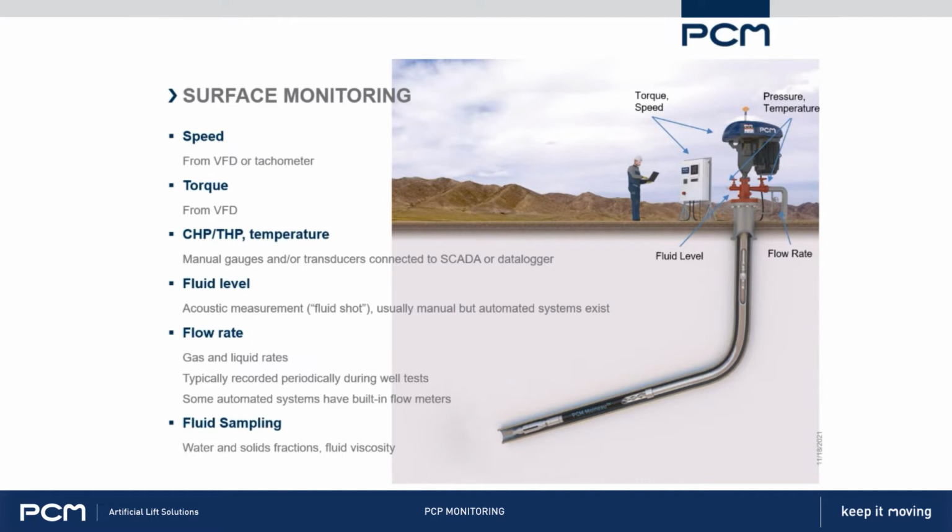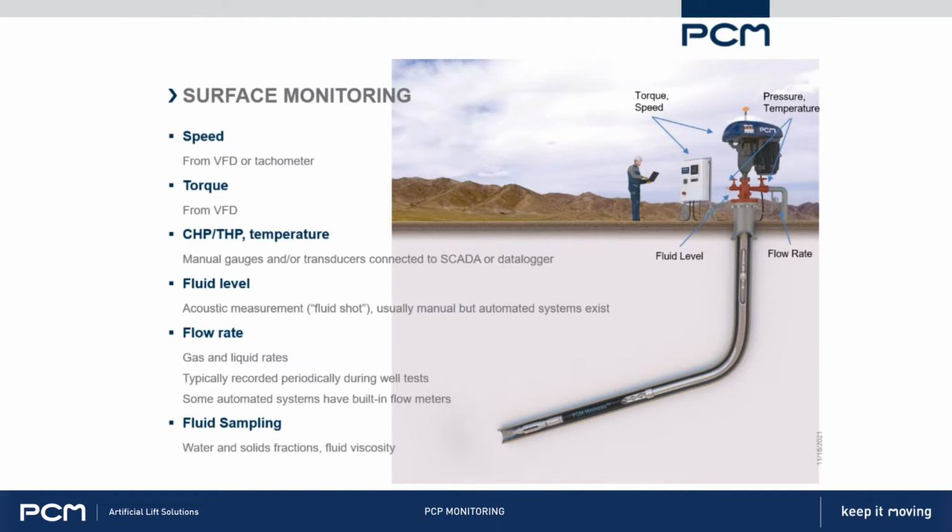Things like wellhead temperatures and pressures. Pressures are very common. Most people are measuring the casing and tubing head pressure. Temperature maybe not quite as much, but if you're in a thermal operation, it's probably something you're looking at. Those can be manual gauges, or they could be connected to a SCADA system.